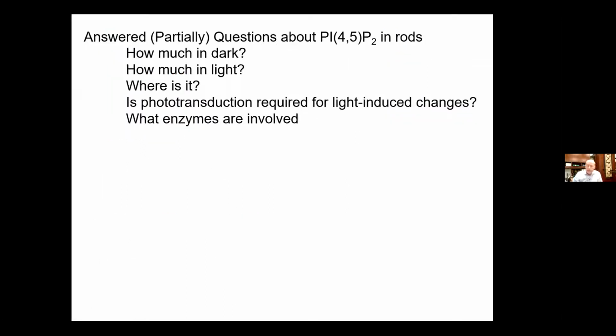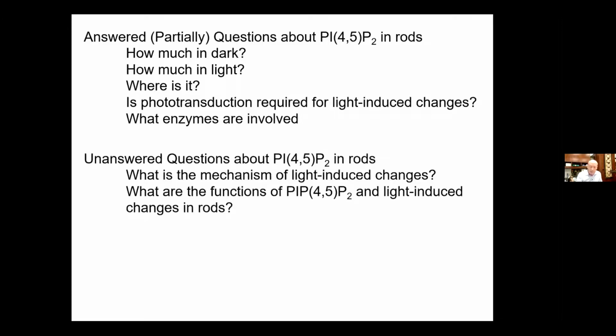So the questions that we've managed to answer about PIP2 so far are how much is there in the dark and the light, which I've shown you. We'd also like to know where it's located in rod cells and whether the phototransduction machinery that we're all used to is required for the light-induced changes that we see, and start to get some idea of what enzymes might be involved. We have not really begun yet to answer the following questions. So what are the mechanisms? If there is a requirement for phototransduction, and we have some suggestion that there is, how do we connect phototransduction activation to the light-induced changes in PIP2? And that gets back to this question of what enzymes are involved.